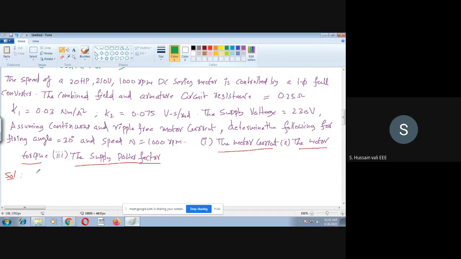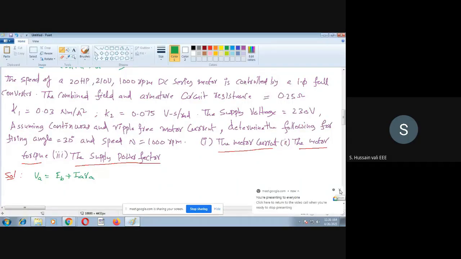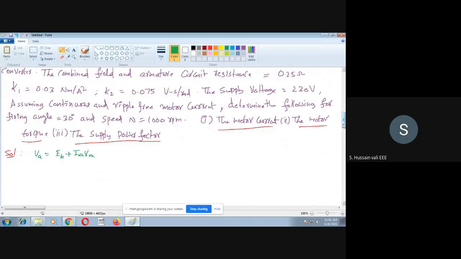Solution: now you see how we get VA equal to EB plus IA RA. This is one equation in which we will find IA. So we'll recall what EB is. In the case of a DC series motor, please recall that EB is equal to K1 IA N plus K2 N. This is one thing we got.